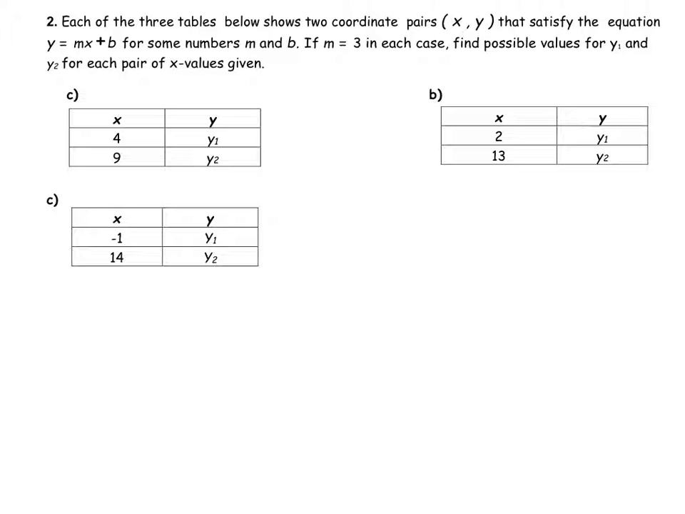Each of the 3 tables below shows 2 coordinate pairs, x and y, that satisfy the equation y equals mx plus b, which is slope-intercept form for a straight line. For some numbers, m and b, if m equals 3 in each case, find possible values for y1 and y2 for each pair of x values given. All right, let's take care of that.